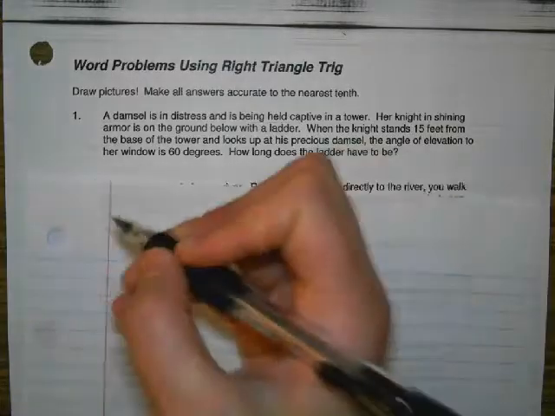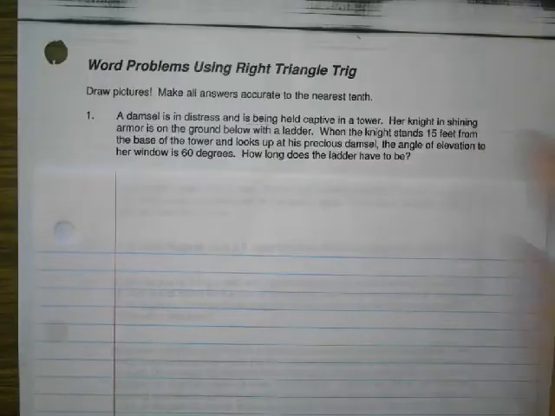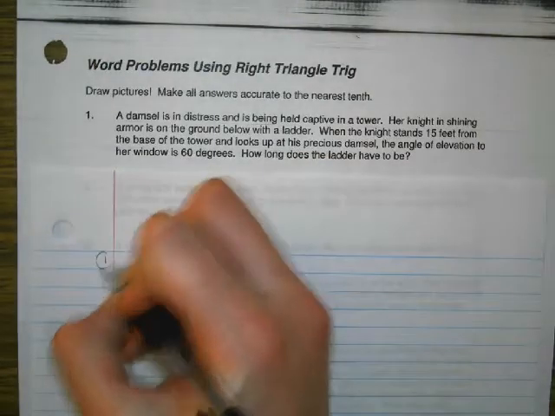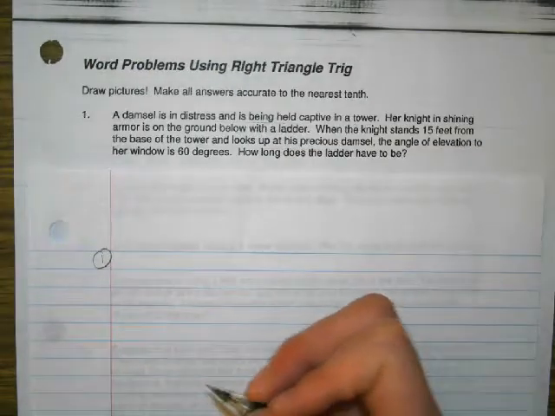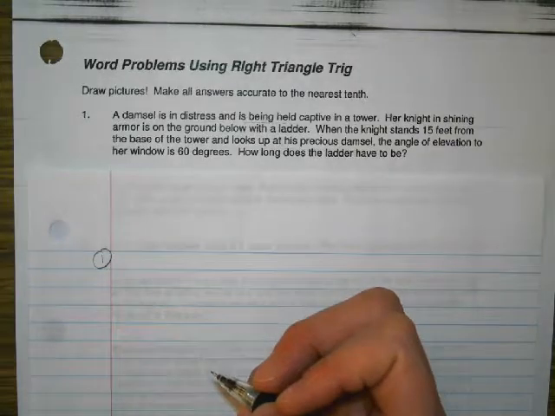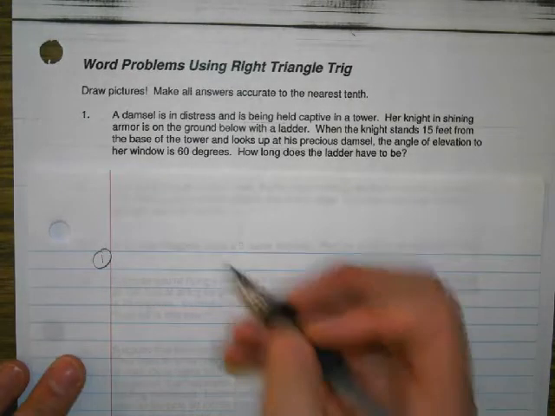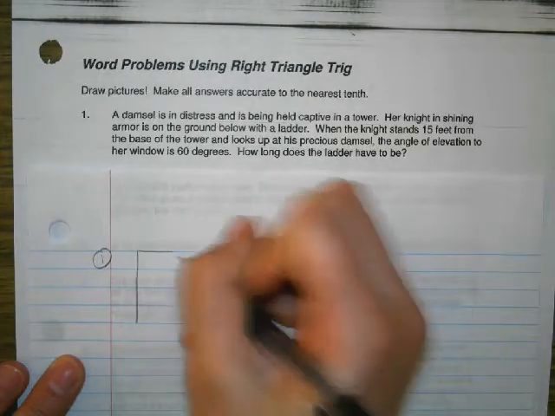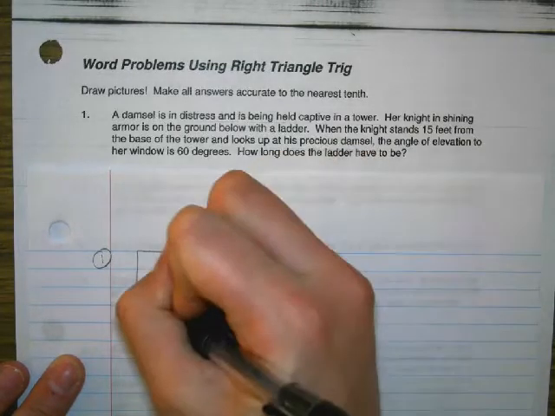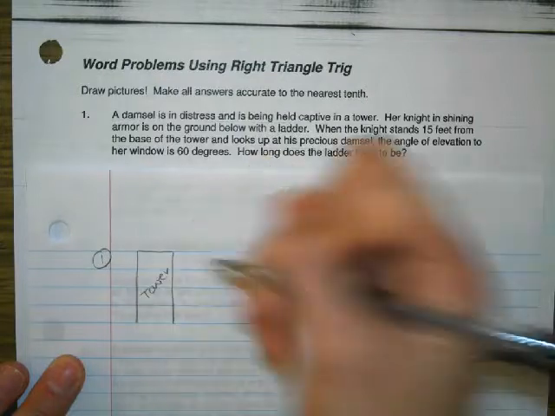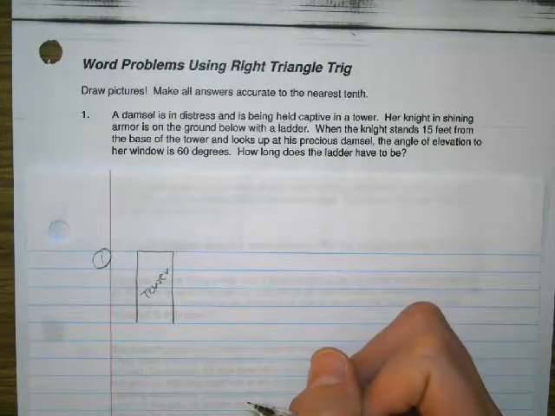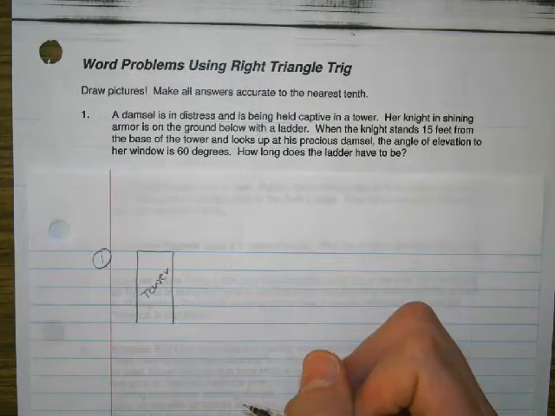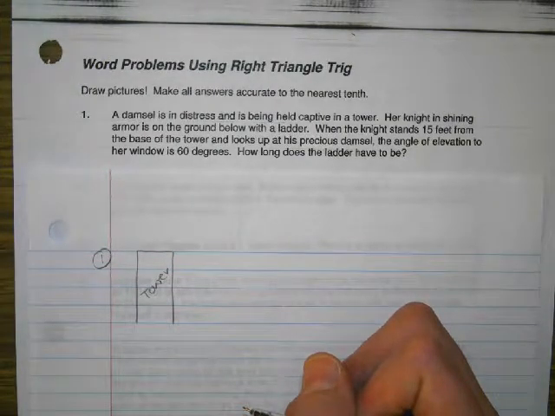Alright, so it says we have a damsel in distress, and she is being held captive in a tower, so go ahead and draw a tower. I don't know how to draw a tower. I'm just going to draw a rectangle and call it a tower. I drew a square and then stilts. Here we go. Tower.